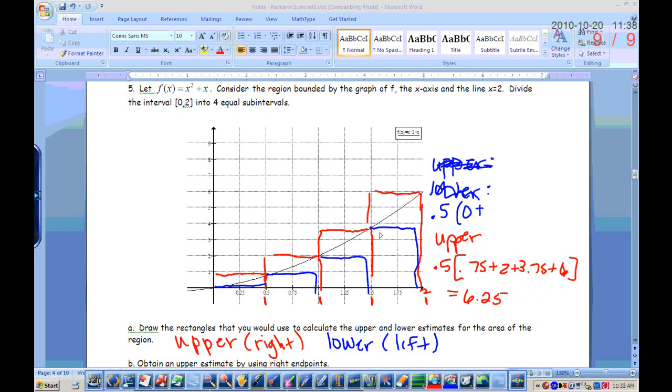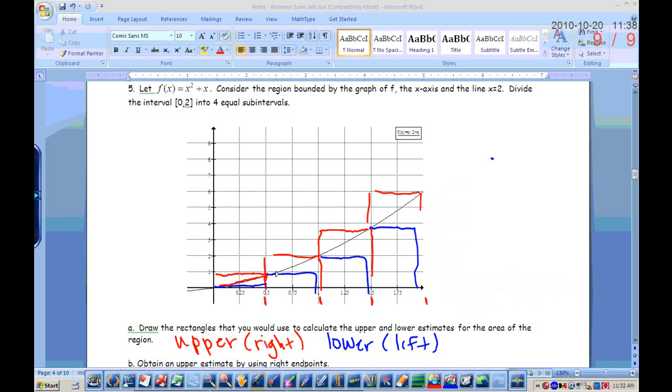Okay, part C says find an approximation for the area using the trapezoid method. It's going to be like this. So the area of a trapezoid is 1/2. The height is 0.5. All right. What is the length of this first base right here on the left-hand side? 0. Okay. The second base is the height of the curve at 0.5. But I need to do that one twice.